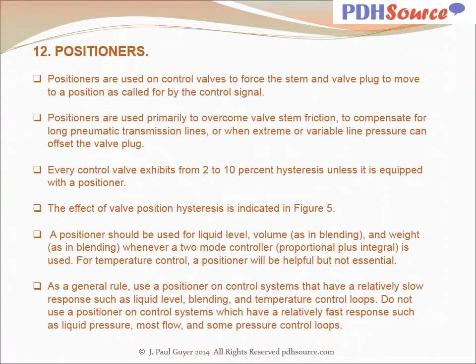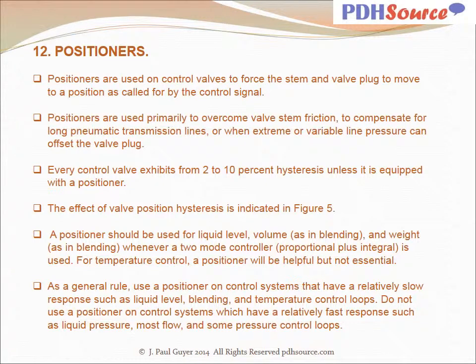Positioners are used on control valves to force the stem and valve plug to move to a position as called for by the control signal. Positioners are used primarily to overcome valve stem friction, to compensate for long pneumatic transmission lines, or when extreme or variable line pressure can offset the valve plug. Every control valve exhibits from 2 to 10% hysteresis unless it is equipped with a positioner. The effect of valve position hysteresis is indicated in Figure 5.